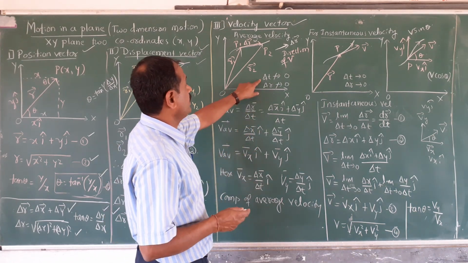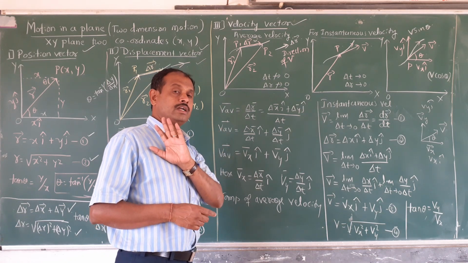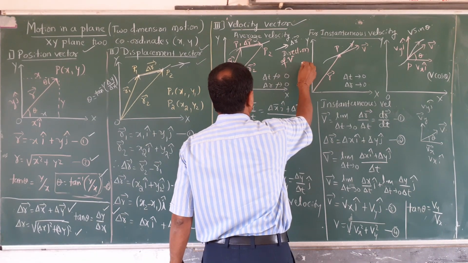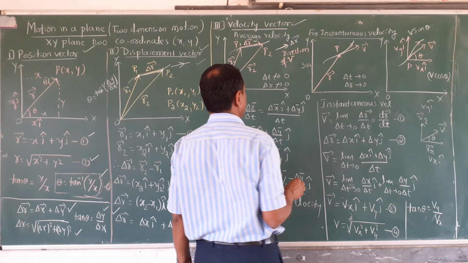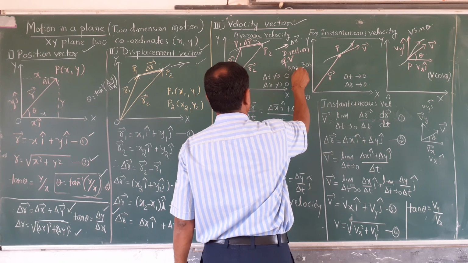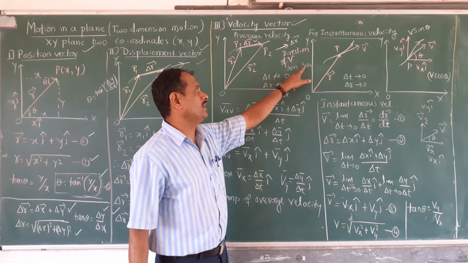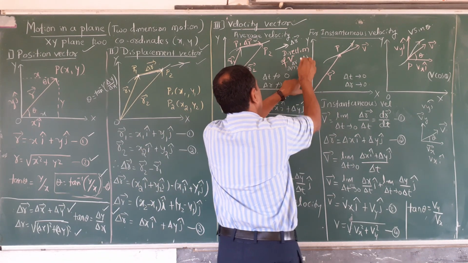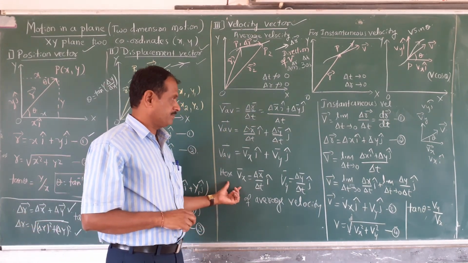Here, Δt does not tend to 0. For example, Δt is about 30 seconds and the displacement is about 2 meters. It is not equal to 0. Δt does not tend to 0, and Δr also does not tend to 0. At that time you get the average velocity.